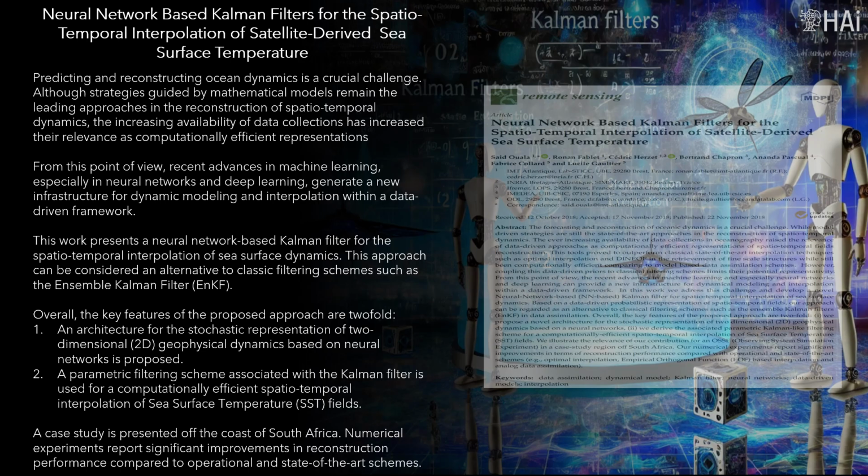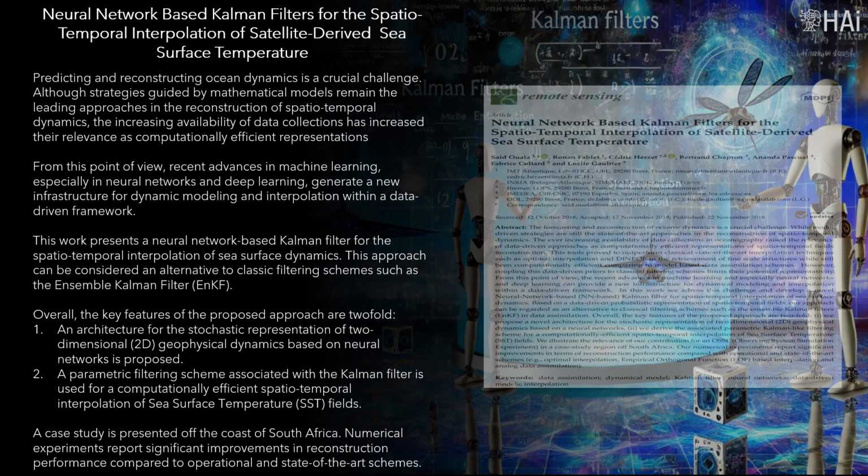From this point of view, recent advances in machine learning, especially in neural networks and deep learning, generate a new infrastructure for dynamic modeling and interpolation within a data-driven framework. This work presents a neural network-based Kalman filter, NNKF, for the spatiotemporal interpolation of sea surface dynamics. This approach can be considered an alternative to classic filtering schemes such as the ensemble Kalman filter, EnKF.